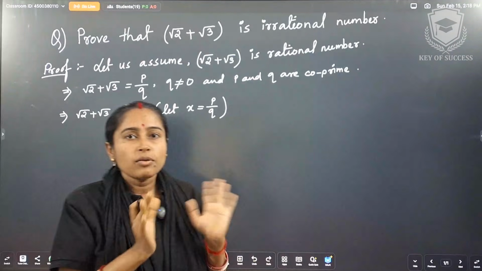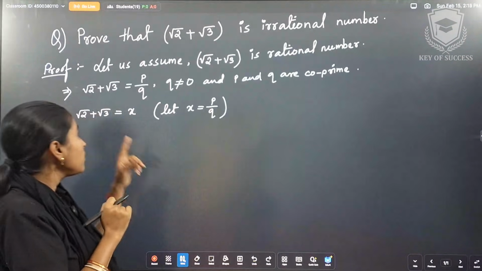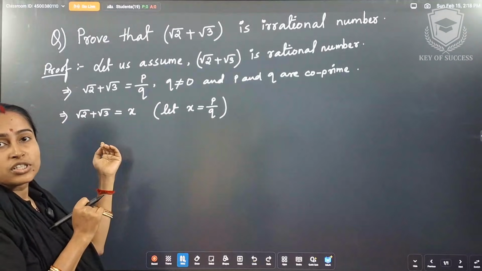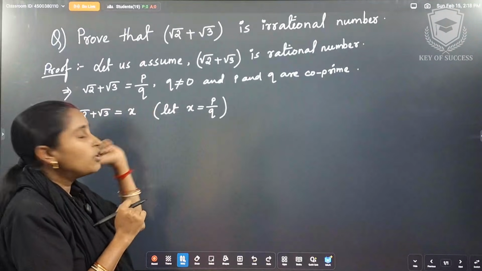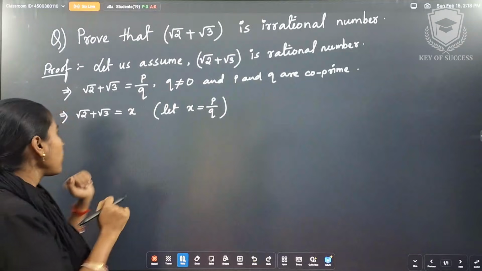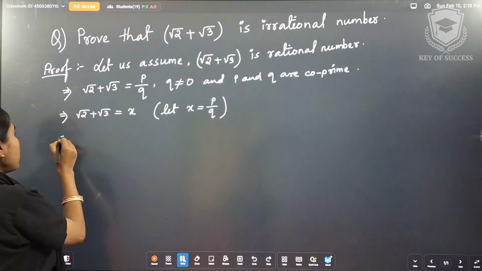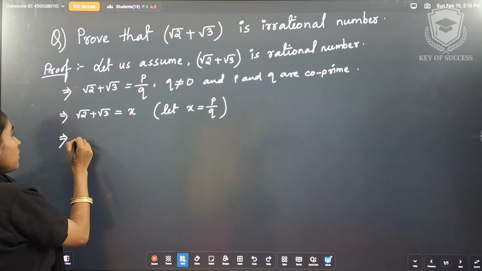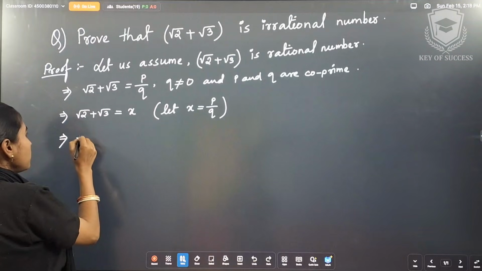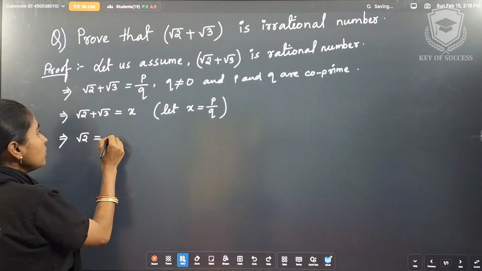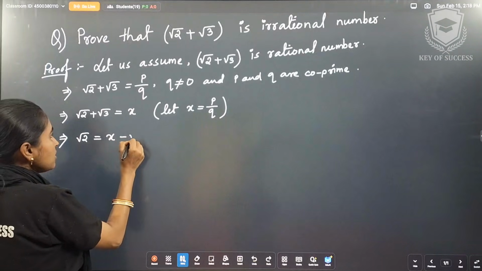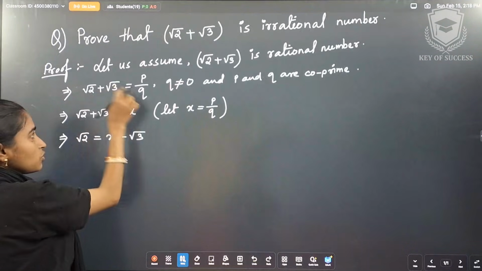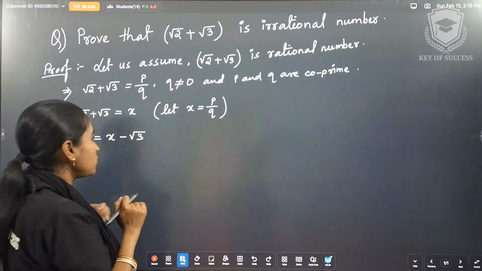Now the next step, what are we doing? We are squaring both sides. Remember that before squaring both sides, either root 2 or root 3, anyone, you have to change the side. That is your choice, which one you change. Now I am changing root 3. So root 2 equals x minus root 3. Plus root 3 will go that side, then it will become minus root 3.